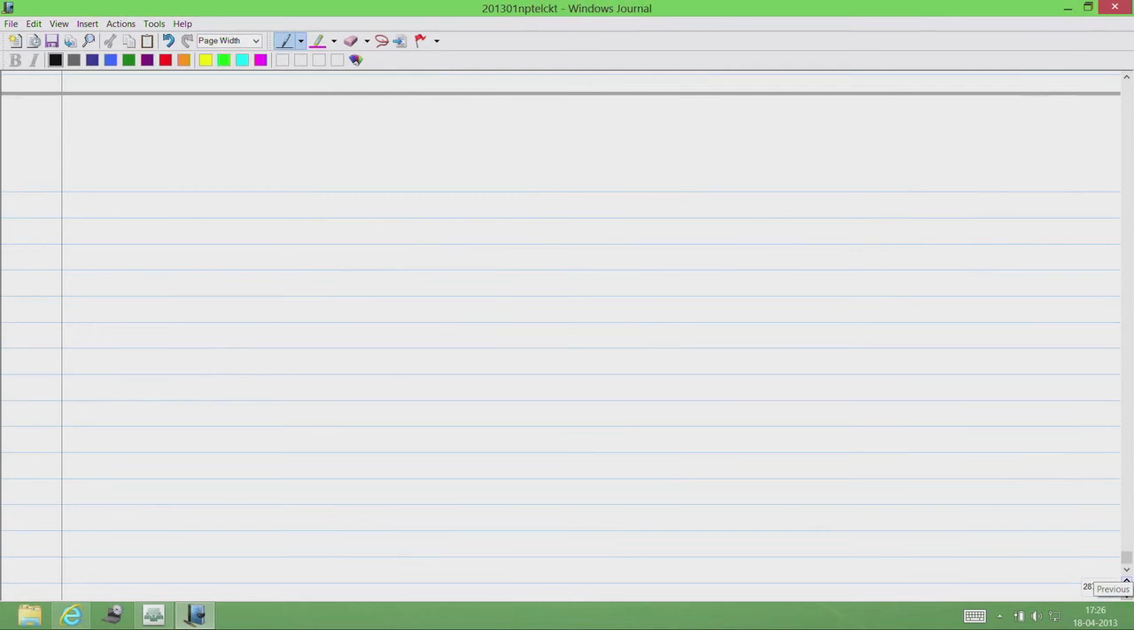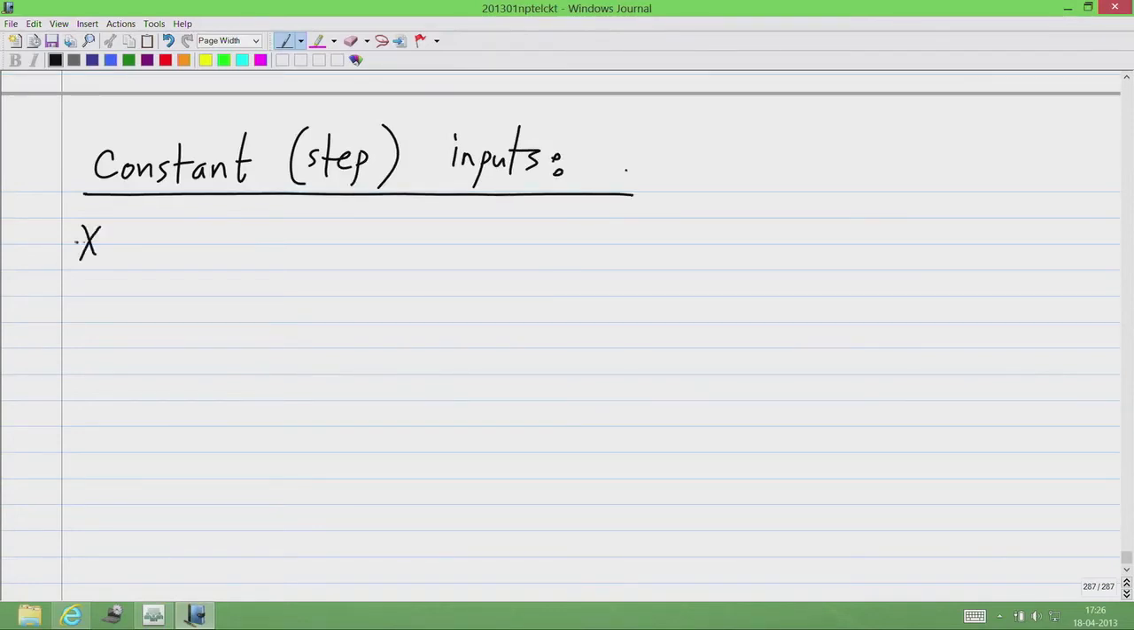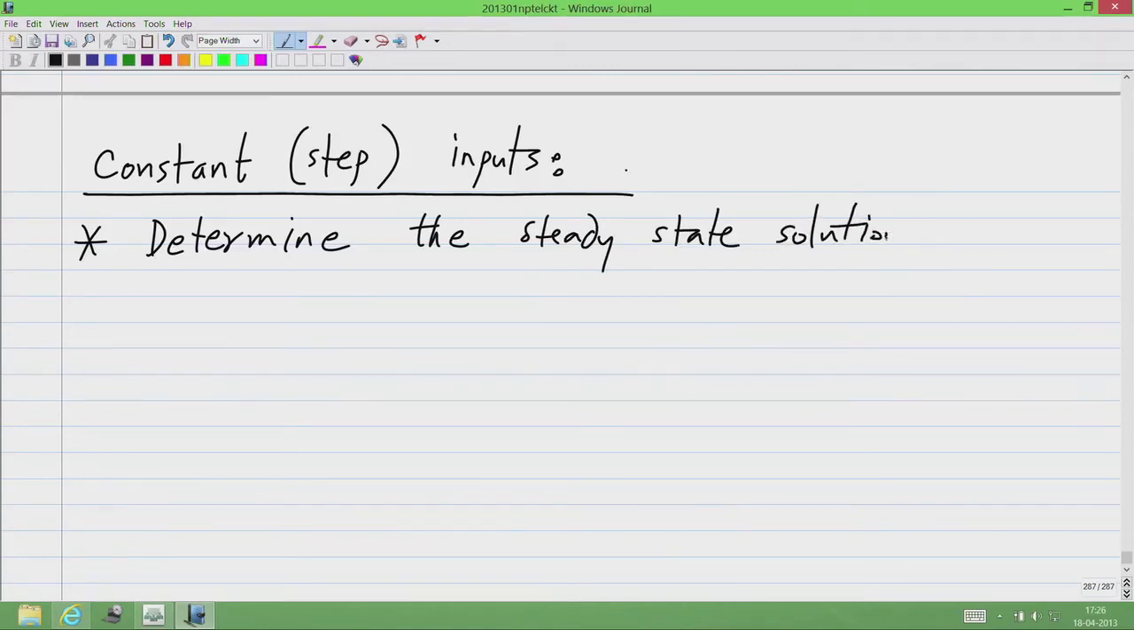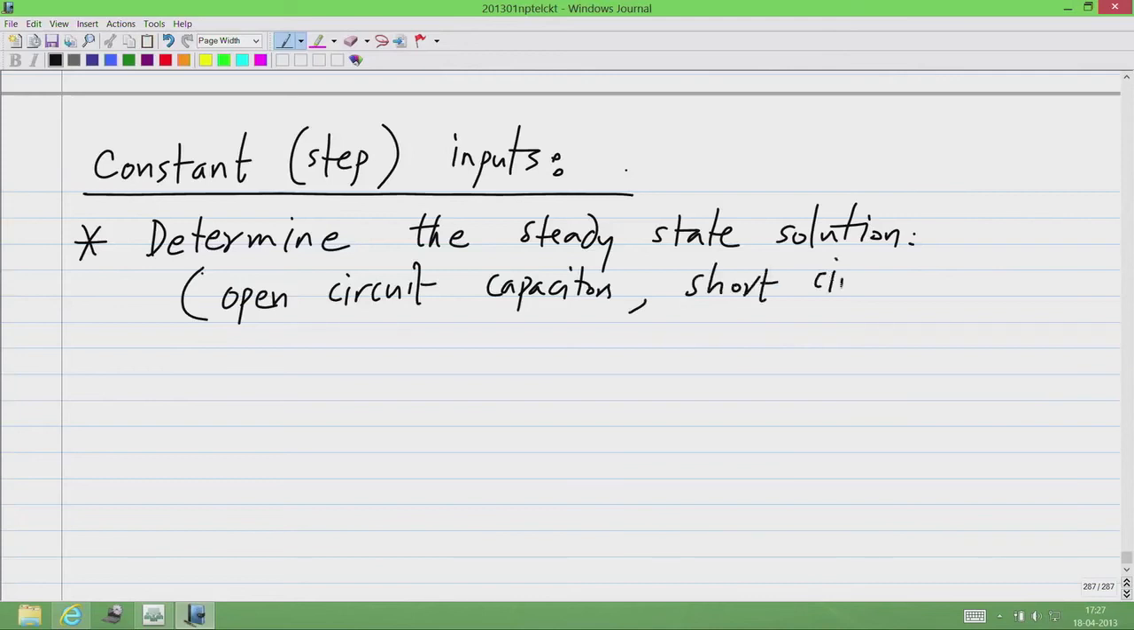So, in general, the way to solve it is as follows. When we have constant or step inputs, you first determine the steady state solution, and this you do by open circuiting the capacitors and short circuiting the inductors.